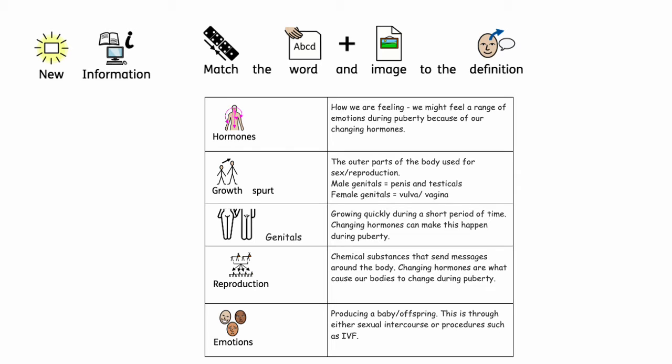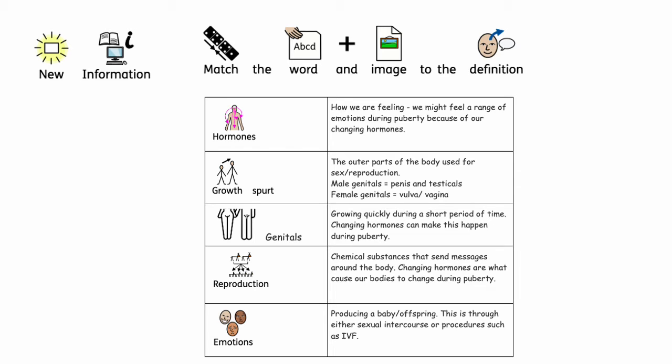So the keywords: hormones, growth spurt, genitals, reproduction, emotions. And the definitions, the first definition says how we are feeling. We might feel a range of emotions during puberty because of our changing hormones. The second definition, the outer parts of the body and used for sex and reproduction. Male genitals equals penis and testicles. Female genitals equals vulva, vagina.